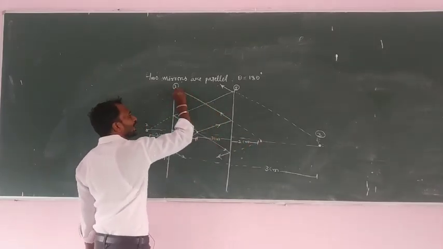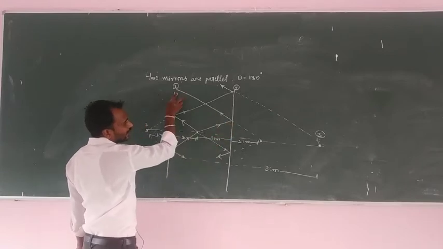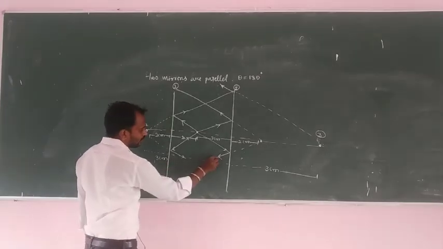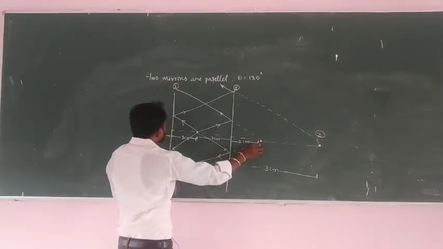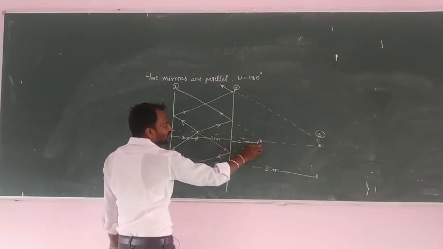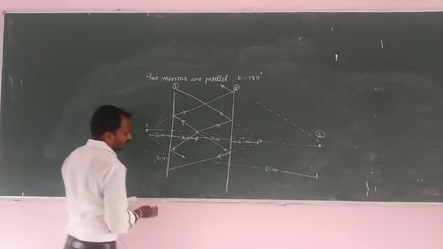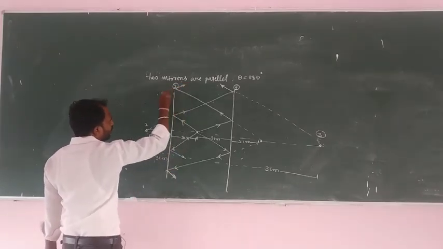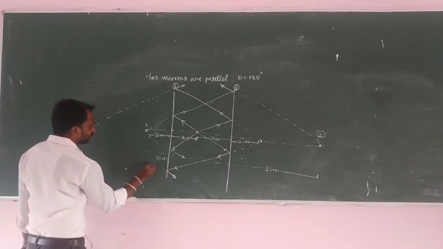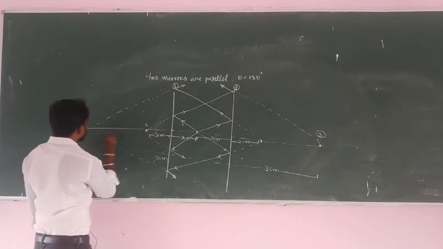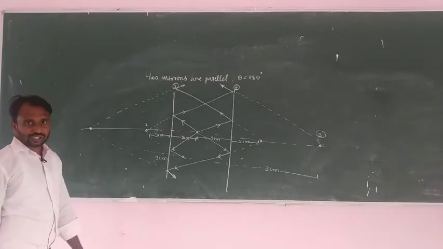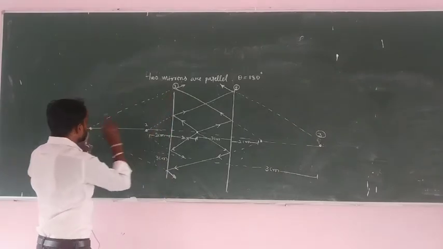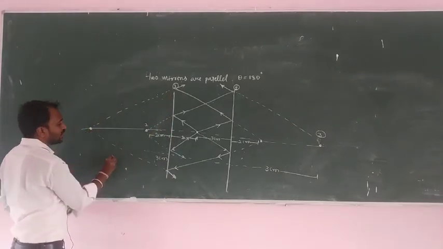Okay, so this one is an incident light ray. This incident light ray comes from a virtual object of the first mirror. Yes, so this one is a virtual object of the first mirror, but an image of the second mirror. Okay, and these two light rays are reflected. If we extend these light rays, here we will get an image. The image distance from the first mirror is 3 centimeter.